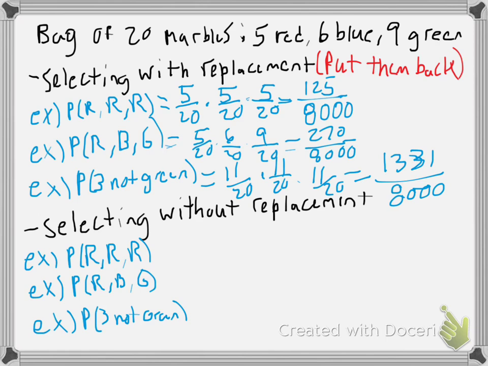Okay, so let's take a look at this. Let's just look at the first example. So I want to get 3 reds in a row, but I keep each marble. Well, the chance that I get a red the first time is still 5 out of 20.